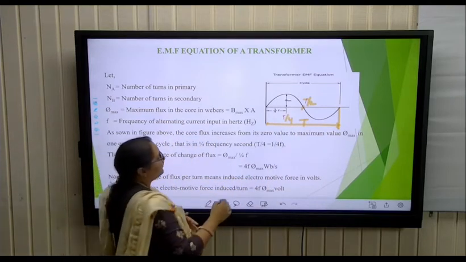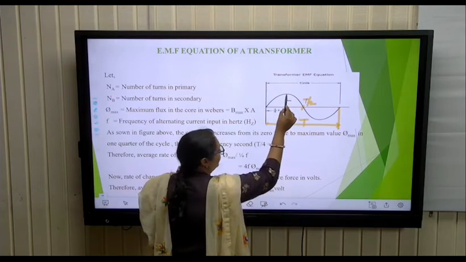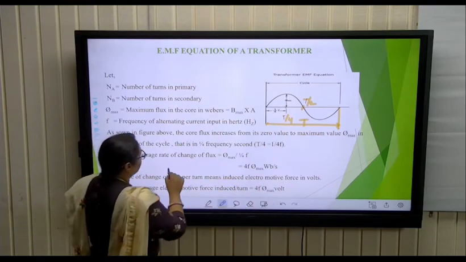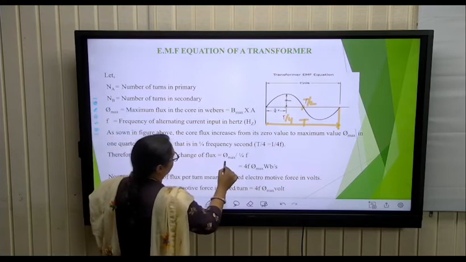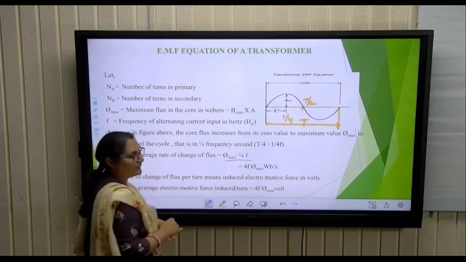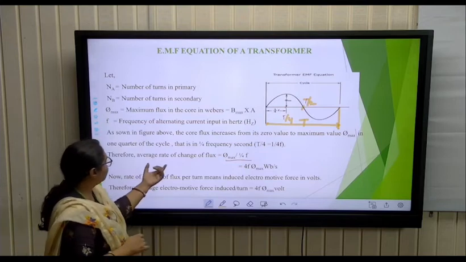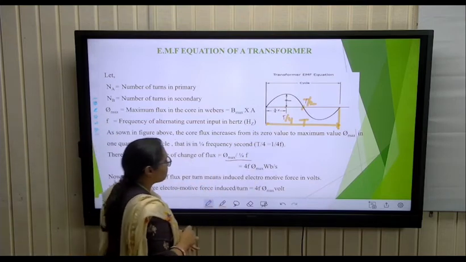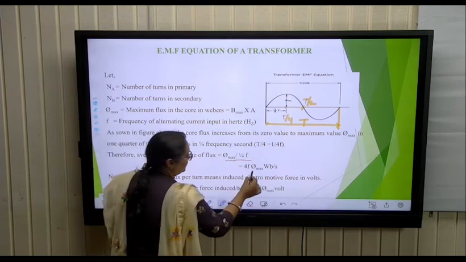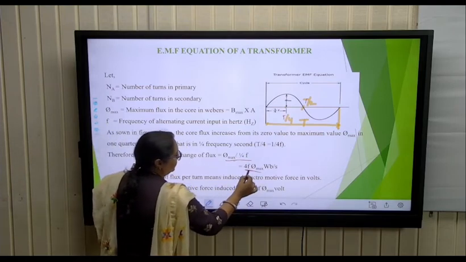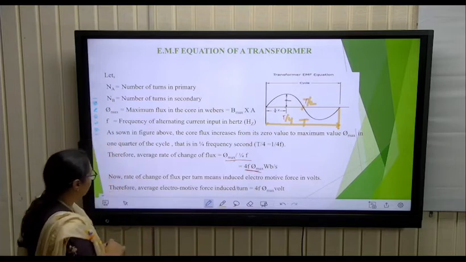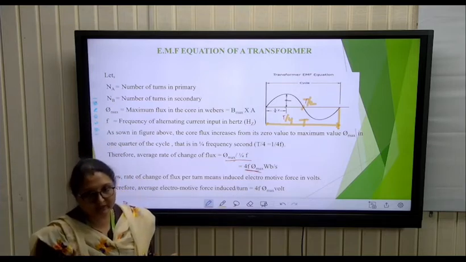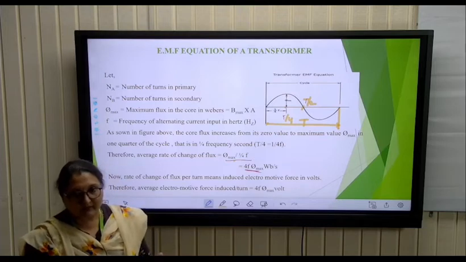Okay, so when you take this particular point, your flux is maximum. Similarly, the total flux at this particular point will become phi max times 1 by 4F. This is the maximum or the average change of the flux density at this particular point. Okay, so when you solve this one, the 4 will go and in the numerator you will get this expression.